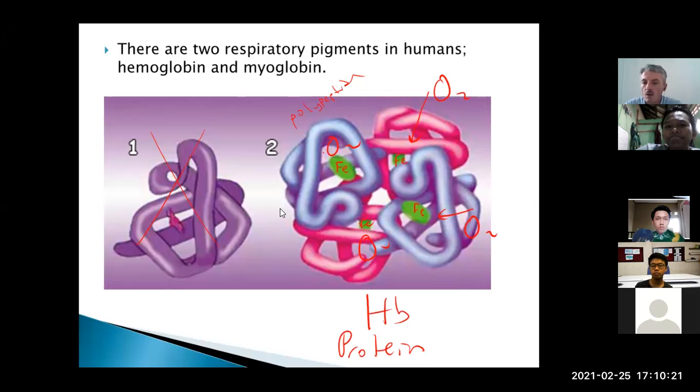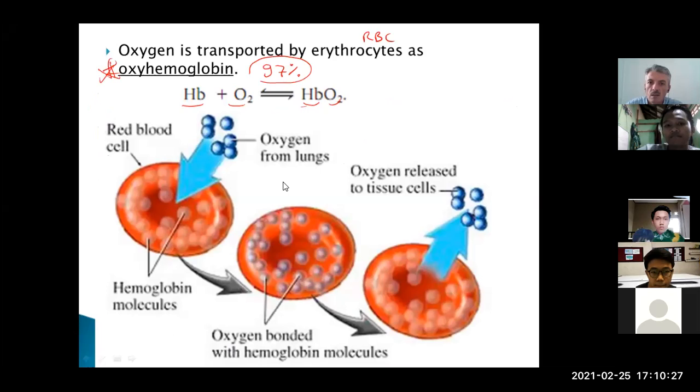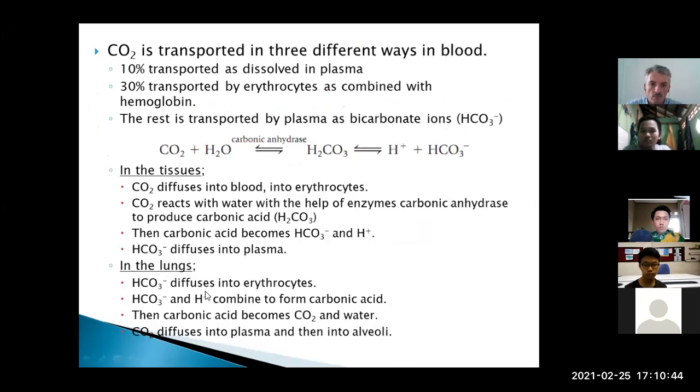When we say oxyhemoglobin, we mean this. It's actually HbO8, actually, or HbO2 4 is better. Okay, so like this. What about the remaining 3%?